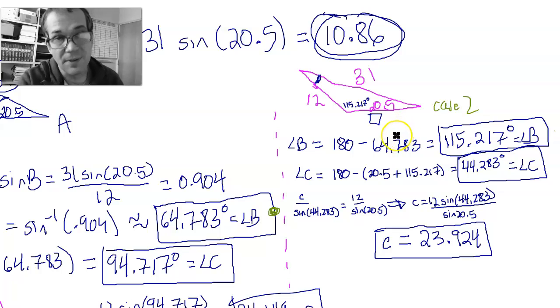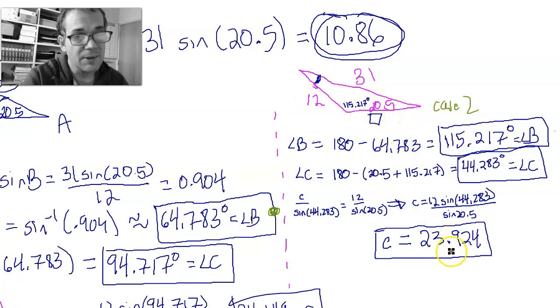And I'm going to use law of sines, and I'm going to use the version with the side on top. So I said C over the sine of this angle I just found equals, and again I'm going to err on the side of using given information, 12 divided by sine of 20.5 to get this final answer.